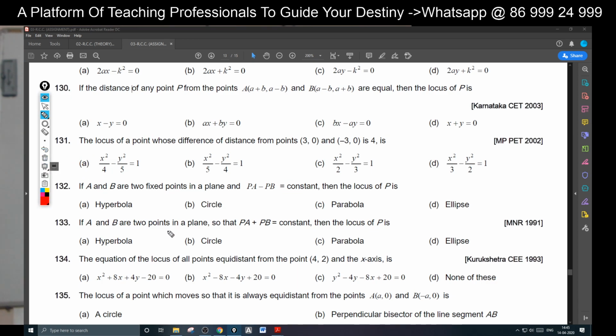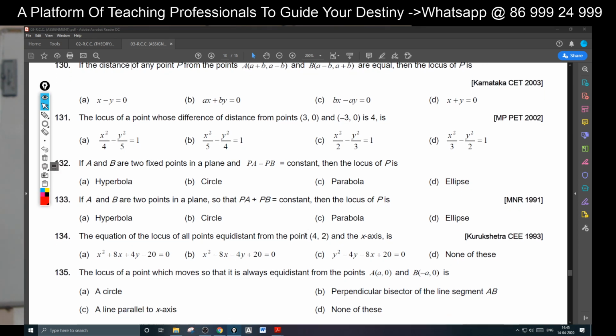Okay. So A and B are two points in the plane. PA plus PB is equal to constant. The locus of P is. Anyone? Do you answer this? I'm not telling you the answer. We discussed this at length yesterday. I have even shown the construction of this geometrical figure, which geometrical figure it belongs to. I expect the answer from you for question number 133, please.